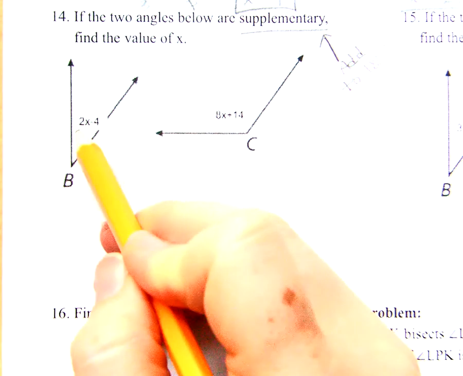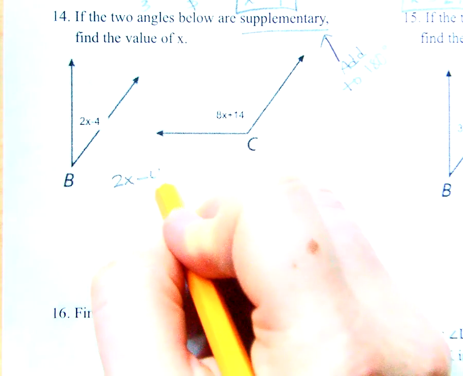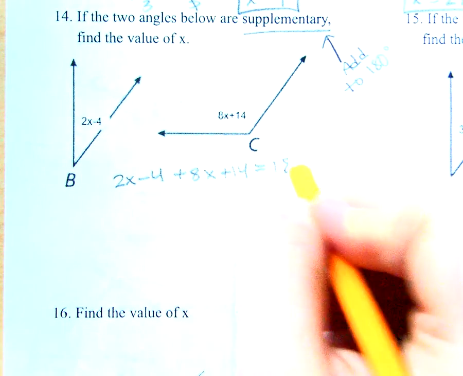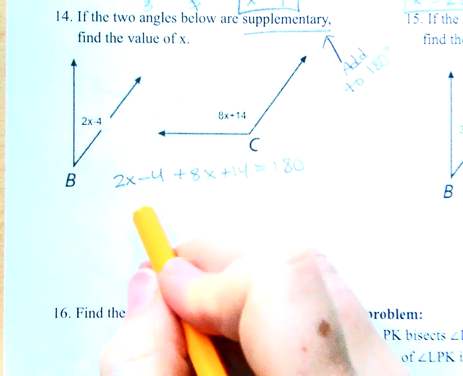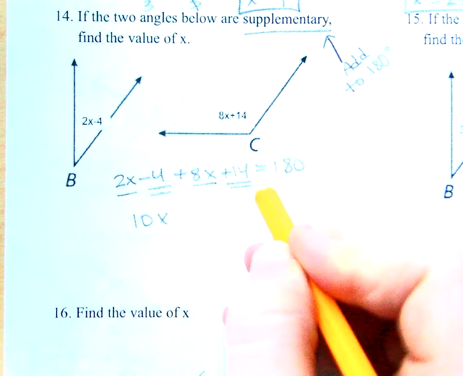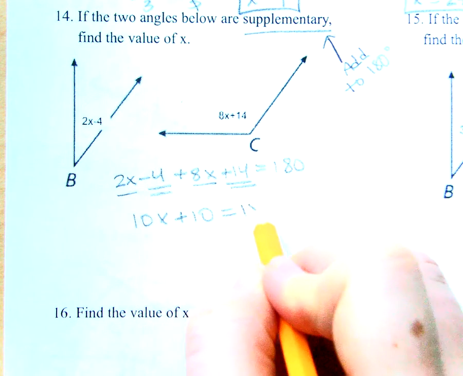So I know that these two angles are supplementary. That means I know that 2x minus 4 plus x plus 14 has to be 180. Combining like terms, that gives me 10x. And then negative 4 and positive 14 is positive 10, equals 180.